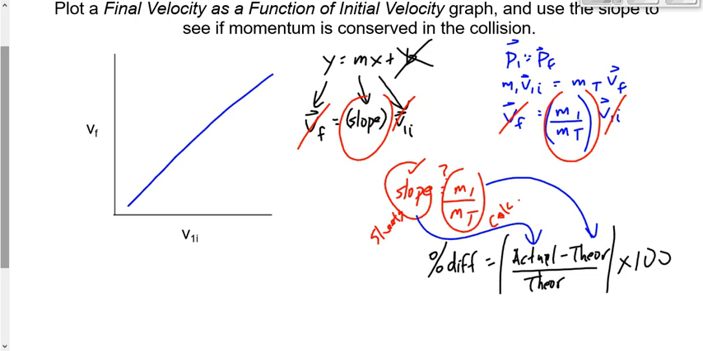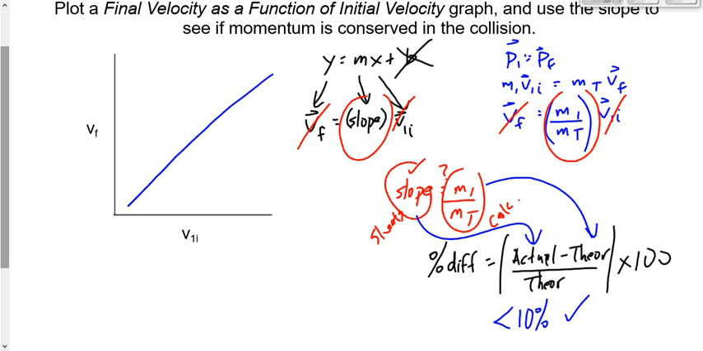And our rule of thumb is if the percent difference is less than 10%, that's an arbitrary number, but that's our kind of rule of thumb. If the percent difference is less than 10%, then we're good. We're going to say that the law of conservation of momentum was verified. If it's greater than 10%, then we're going to say, no, it wasn't verified. And that's okay. That's a valid conclusion.